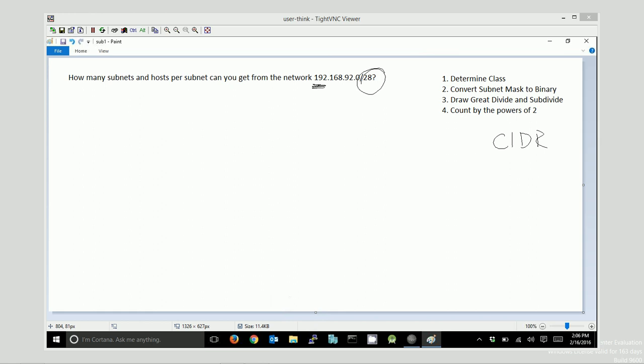Okay, so the first thing we need to do is determine the class of this address, this 192. Now, I have another video that goes into all of the math in determining this class, but we'll do a shortcut version of it here. Is it A, B, or C? Well, A is 1 to 127, or 0 to 127. B is 128 to 191, and C is 192 to 223.